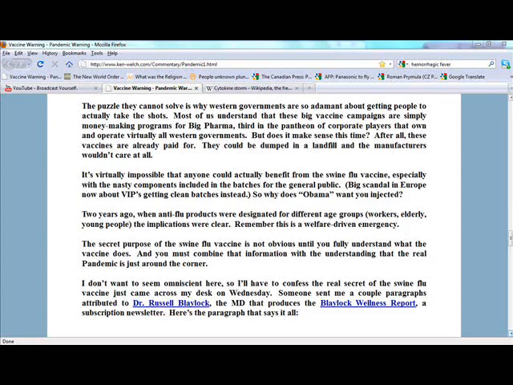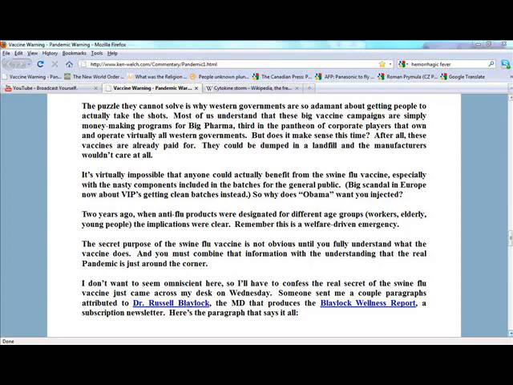The puzzle they cannot solve is why the Western governments are so adamant about getting people to actually take the shots. Most of us understand that these big vaccine campaigns are simply money-making programs for big pharma, third in the pantheon of corporate players that own and operate virtually all Western governments. But does it make sense this time? After all, these vaccines are already paid for. They could be dumped in a landfill and the manufacturers wouldn't care at all.